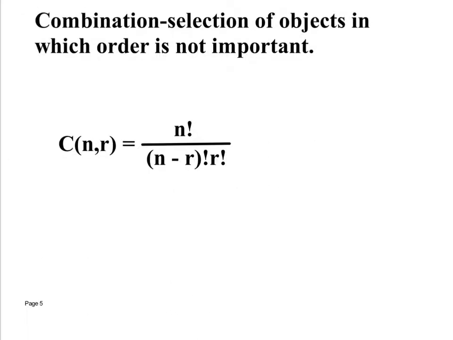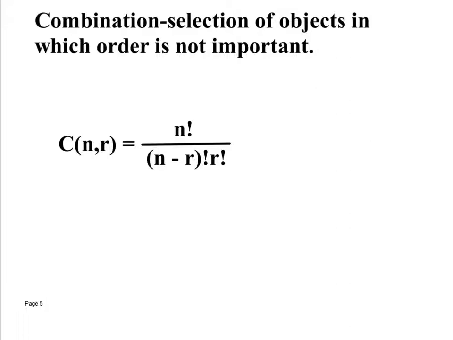All right, this is combination. This is the formula for combination. Combination is the selection of objects in which the order does not matter. It's not important. So permutation order matters, combination order doesn't. That's the difference. That's how you know which one you use. Permutation is when the order matters, you need to know the order. Combination is when the order doesn't matter.